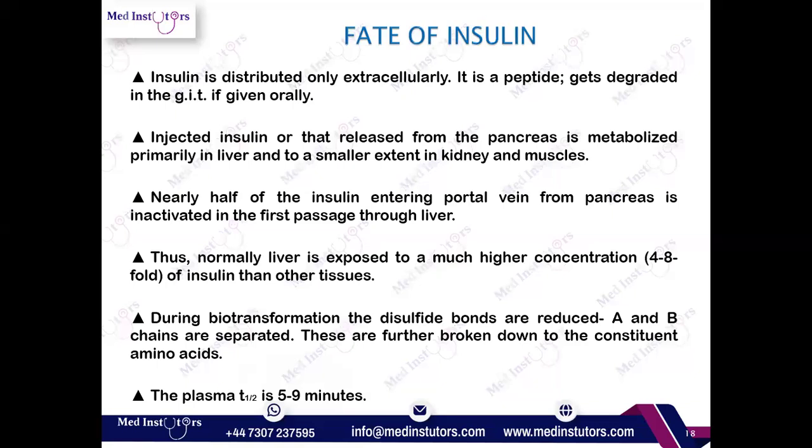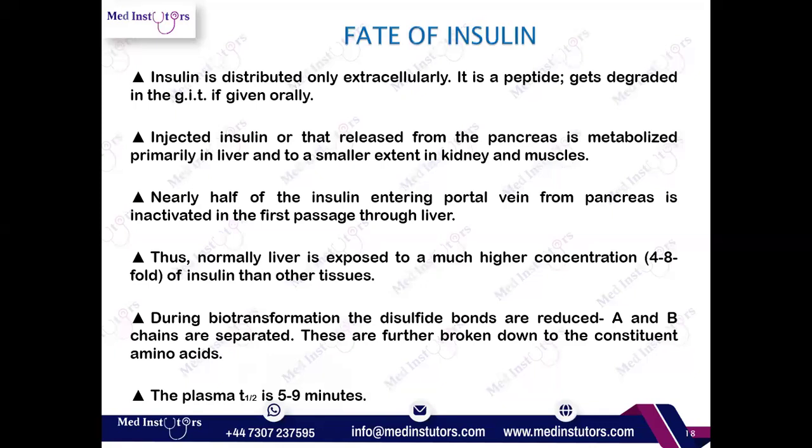Only the rest of the drug will go into the systemic circulation. So the rest of the drug that is available for action in the systemic circulation is called the bioavailability, and it is mainly dependent upon the pre-systemic metabolism or the first pass metabolism happening inside the liver.